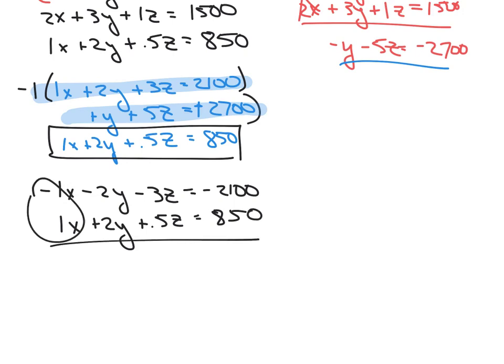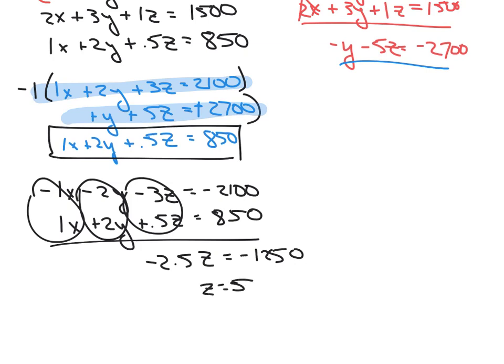Okay, add those up, we get 0. Whoa, we add those up and we get 0. That's awesome. And we have negative 3 plus 0.5. Add these up and we get negative 1250, and we divide that by 2.5, and we get z equals 500. Whoa, that was easy.